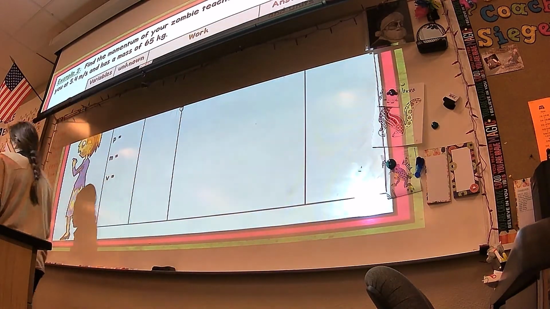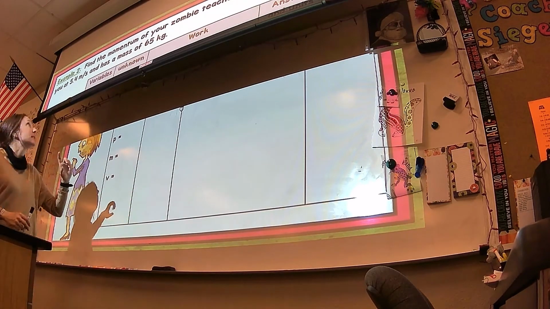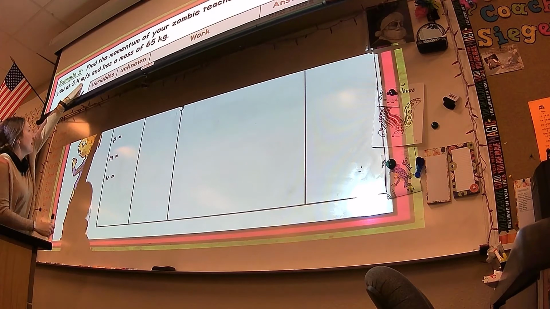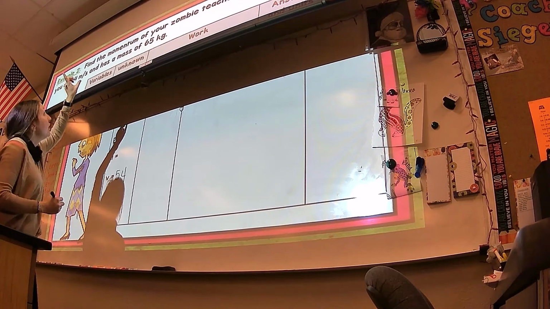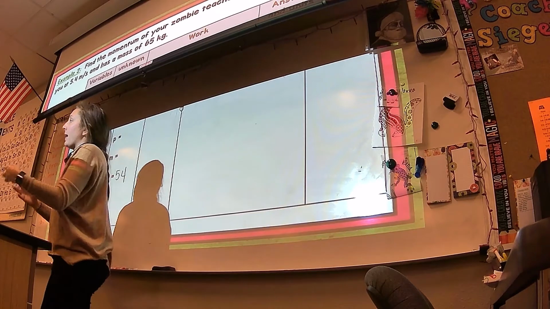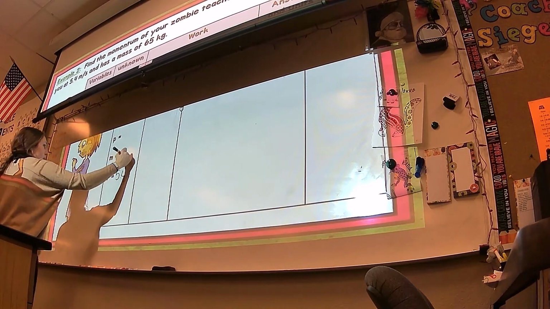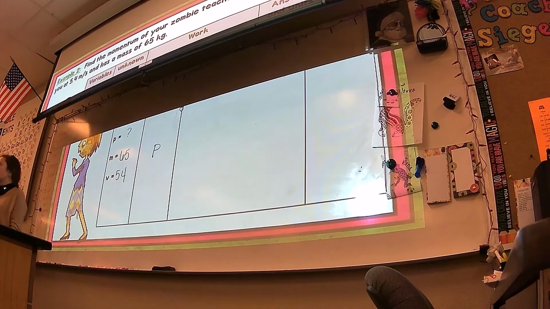Moving on to example 2. Find the momentum of your zombie teacher as he chases you at 5.4 meters per second and has a mass of 65 kilograms. Which variable is 5.4 meters per second? Velocity. Meters per second is always going to be velocity. Anytime you see that right there. So V equals 5.4. Where are you going to put 65? Mass. Kilograms is always mass. So 65 is going to be your M. Once again, looking for P.